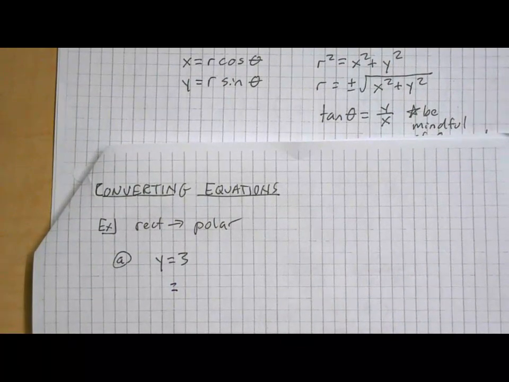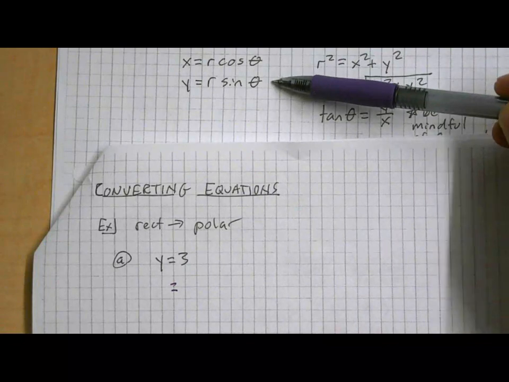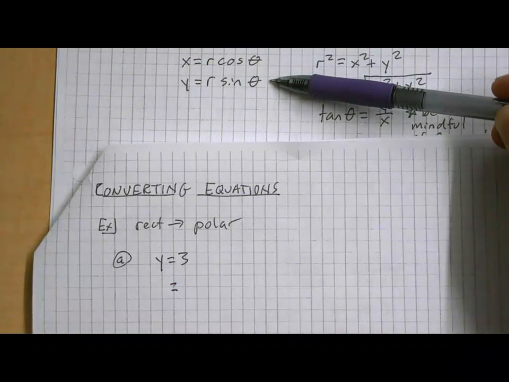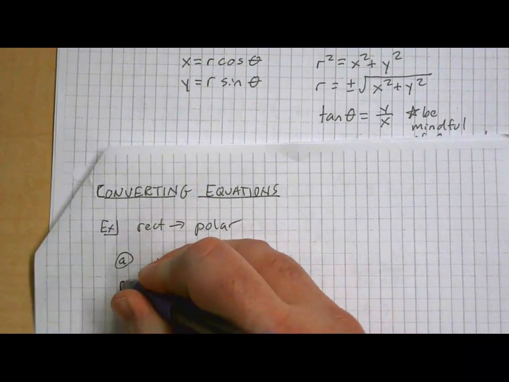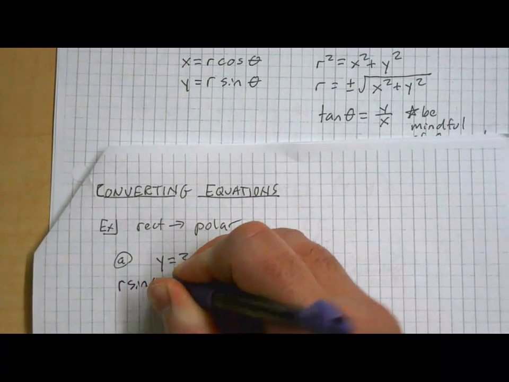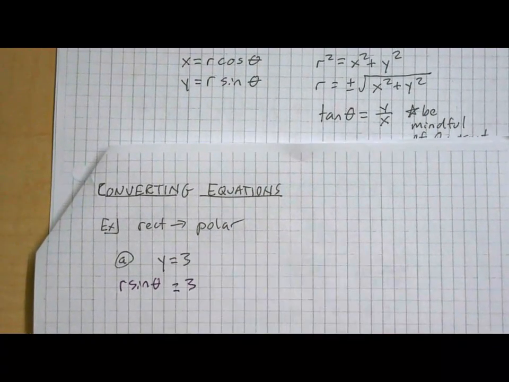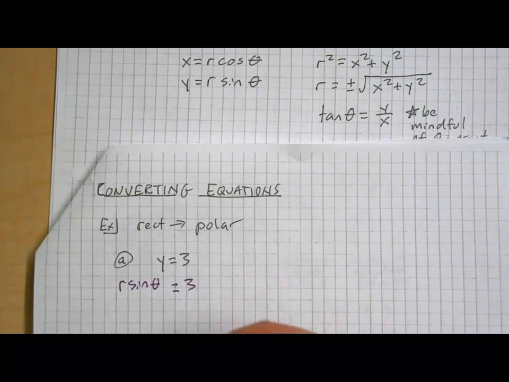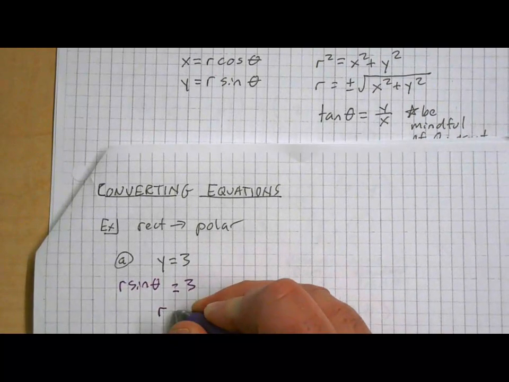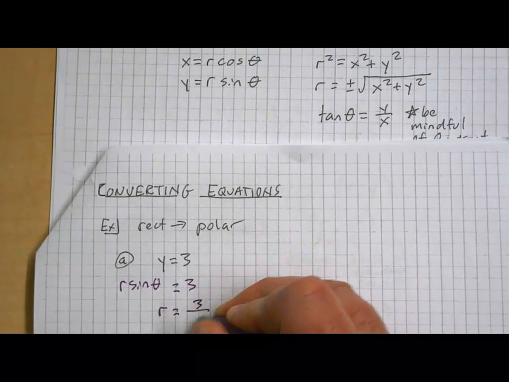y is not equal to theta, but it's got a theta in it. I could substitute r sine theta in. So I'm going to stick r sine theta in place of the y, and I've still got that 3 over there. And hey, look, no more x's or y's. Now, I will ask you to simplify if you can, which means, if possible, get r by itself. So we could divide by sine theta on both sides and get the equation r equals 3 over sine theta.